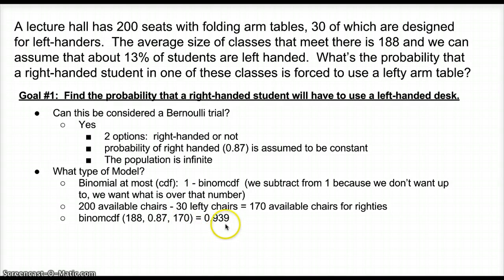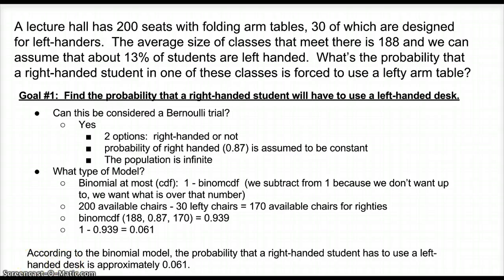So 0.939, or 93.9% of the time, our probability, we would be sitting in a right-handed chair. So that means the rest of the time, 0.061, we would not be sitting in a right-handed chair. We'd be stuck in the left-handed chair, which would be horrible. Okay, so what this just does is it says how many times a right-handed person will have to sit in a left-handed chair. Oops, I forgot to read the summary. According to the binomial model, the probability that a right-handed student has to use a left-handed desk is approximately 0.061. And again, that's just the first part.